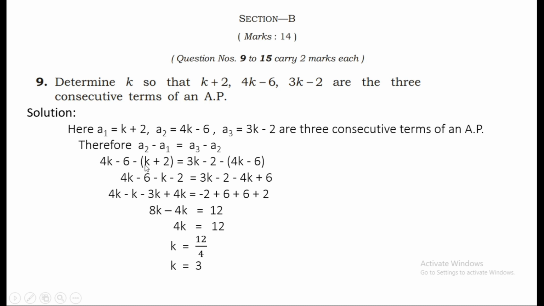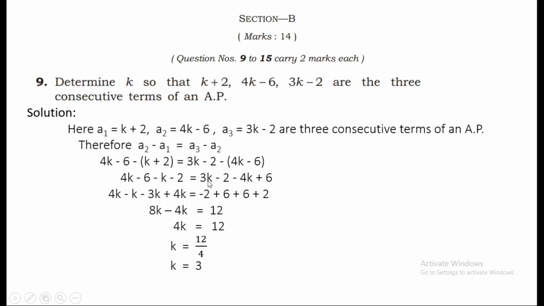Put this within bracket. Equals the value of A3, which is 3k minus 2, minus, again you have to put this value in bracket, 4k minus 6. Remember, if you do not keep this in bracket, the whole value will change. You will get minus 4k minus 6. But what you should get? You should get minus 4k plus 6, because minus into minus is plus. So make sure you keep these values within bracket.